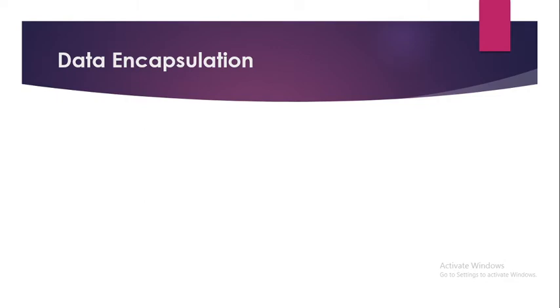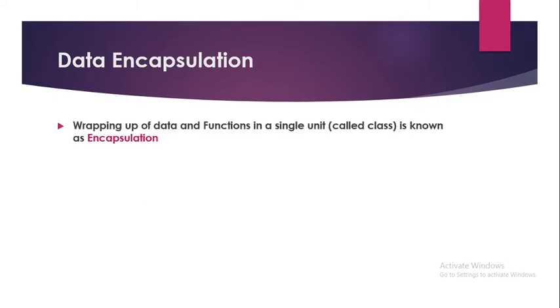Now data encapsulation. Encapsulation means wrapping up of data and functions in a single unit, just like a class, and this is known as encapsulation. As we have just seen, a class is our user defined data type. Whatever is required for an object, the set of data and related functions, is combined or wrapped in a single unit, and that is made as a user defined data type or class. This wrapping up of data and functions, we call it encapsulation.